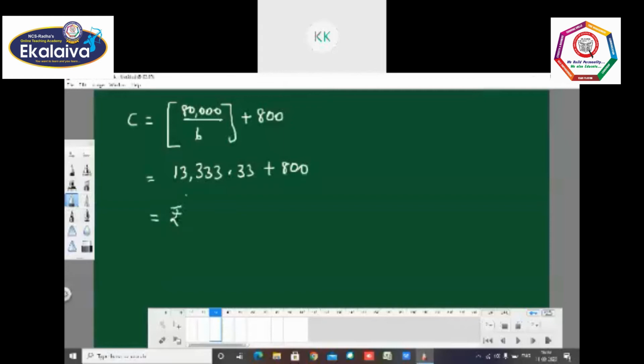What is the value for this? 13,333.33 plus 800. If you add, you can get the value. The cost function is rupees 14,133.33.